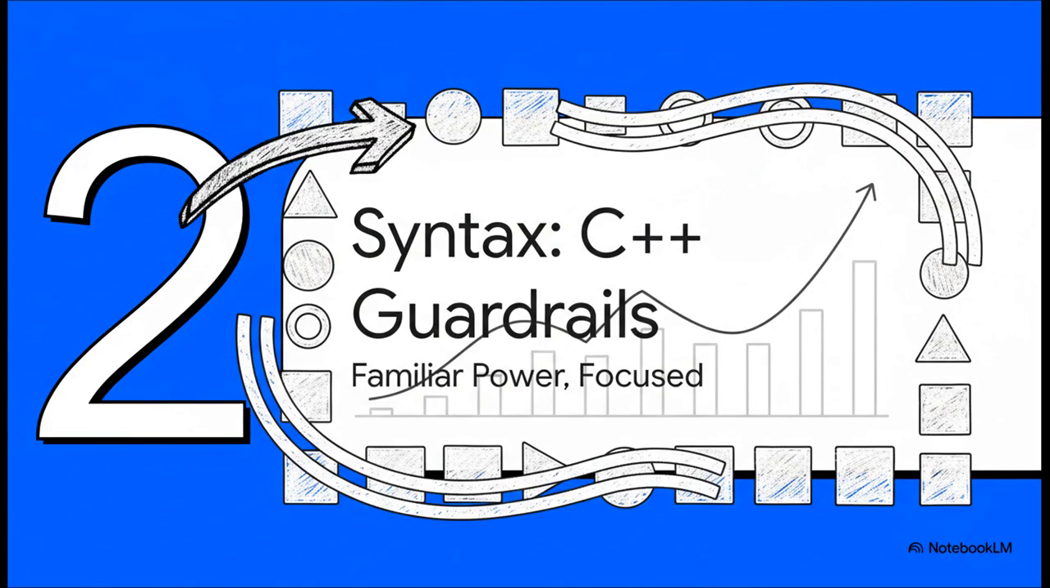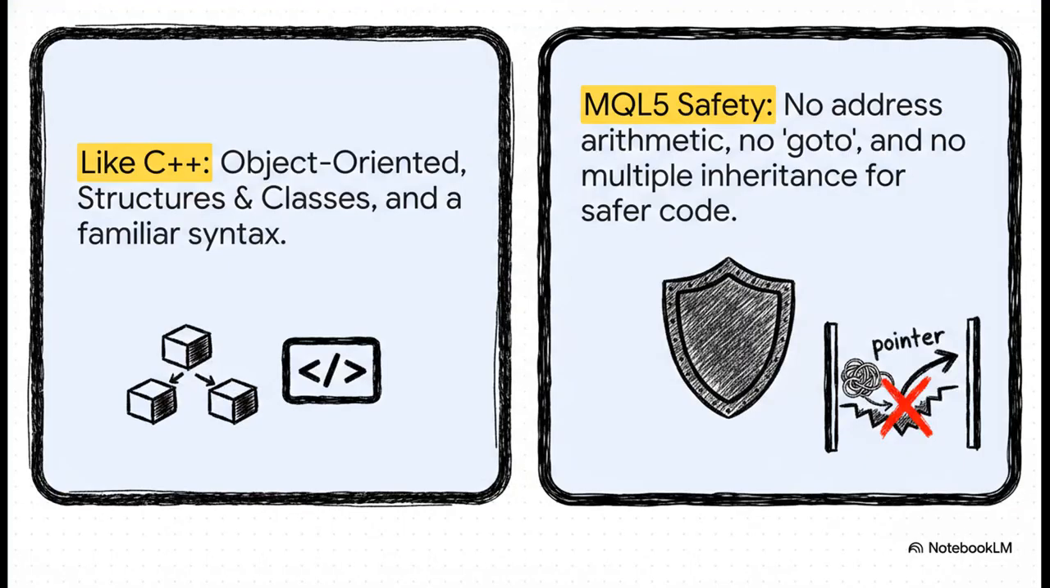So how exactly does it build on C++? Well, it's not just a carbon copy. It's more like C++ that's been put through a specialized training program. It keeps all the power, but it adds these, well, guardrails is the perfect word. There are safety features built in because, let's face it, in the world of finance, a small bug can have huge consequences.